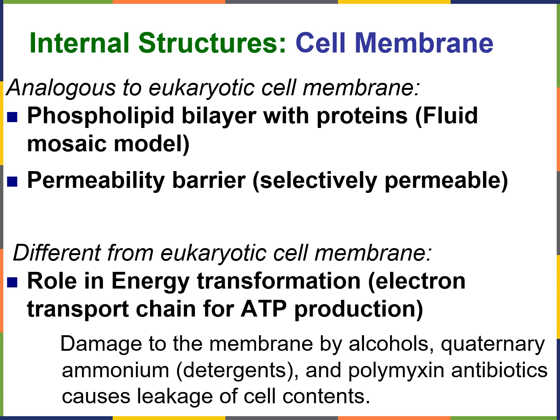Another thing, I don't want you to think that there's only one electron transport chain per cell. That is not accurate. Some bacteria cells will have 50 to 100 copies of the electron transport chain embedded in its cell membrane. You can also damage the cell membrane, just like we were talking about damage to the cell wall. You can damage the cell membrane by alcohol.